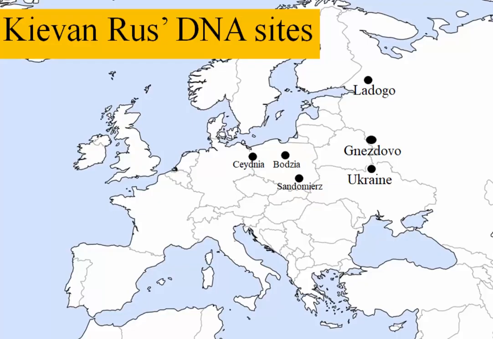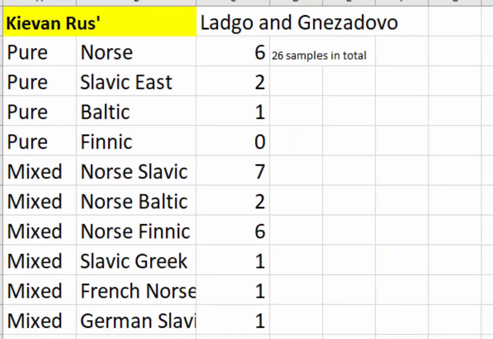So first let's look at the DNA results from the 2 sites in Russia, Ladoga and Gnezdovo. These were settlements originally created by Vikings a few centuries earlier, and the DNA shows that almost all the people in these settlements still had some Scandinavian ancestry. So there's 26 DNA samples from these 2 sites. Of them, 14 of 26, which is about half, have mixed Eastern European and Scandinavian ancestry.